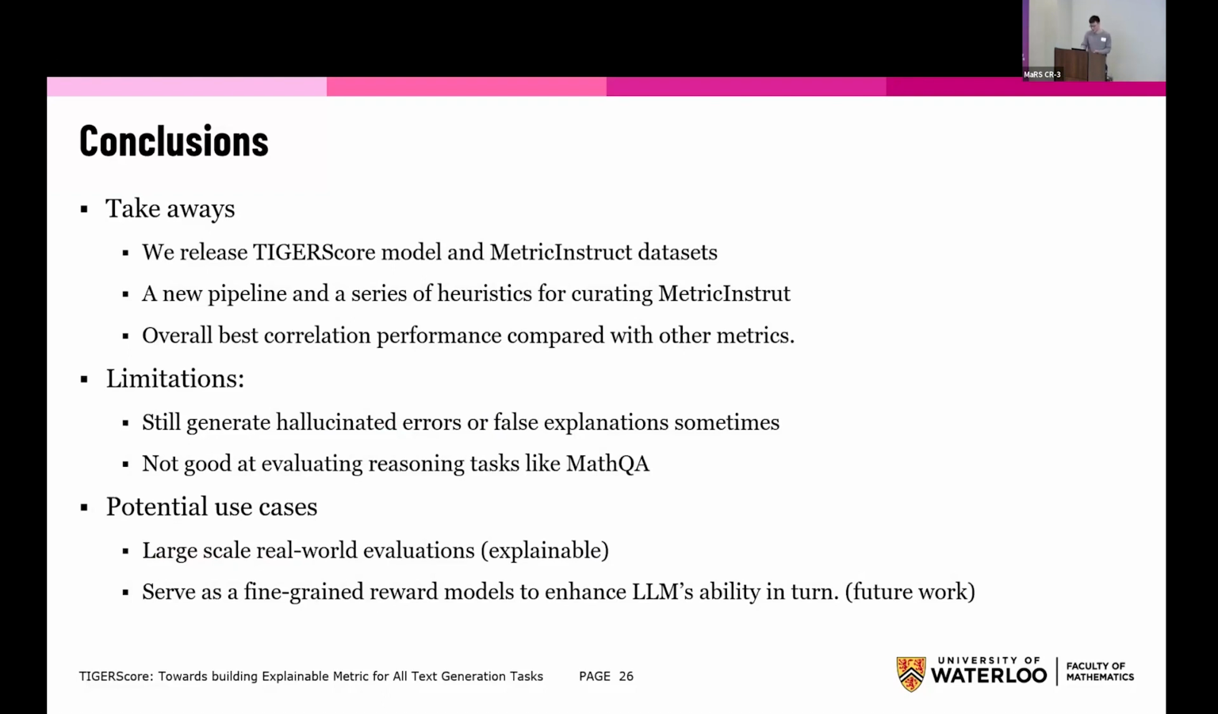Yeah, we are still thinking about it, but there is a paper called fine-grained reward modeling. I don't remember the exact name. Basically, that can use the fine-grained rewards to improve the abilities of RMs iteratively. I don't know, but TIGERScore might be very suitable for these kinds of tasks.